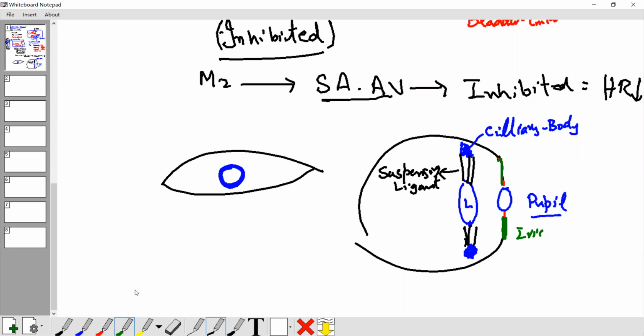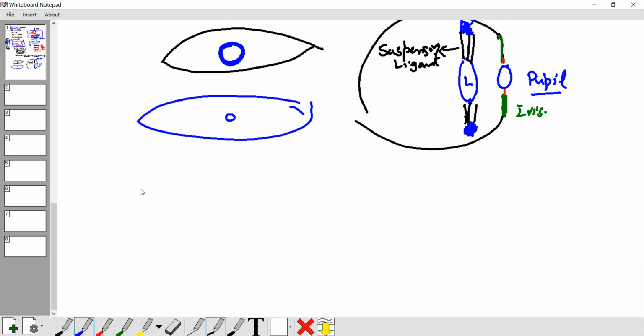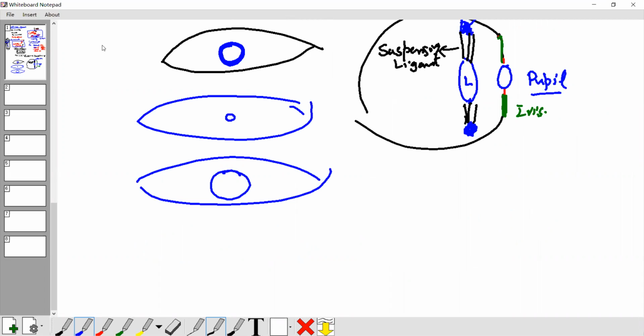This is the iris. See another eye. If this iris contracts, sometimes the pupil size decreases. Sometimes, when the iris contracts, the pupil size increases. It's a normal thing. If pupil size decreases, it means meiosis.